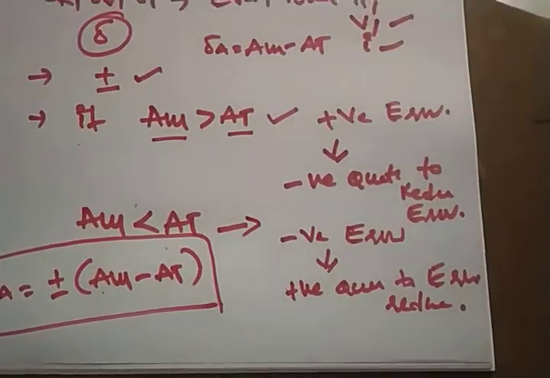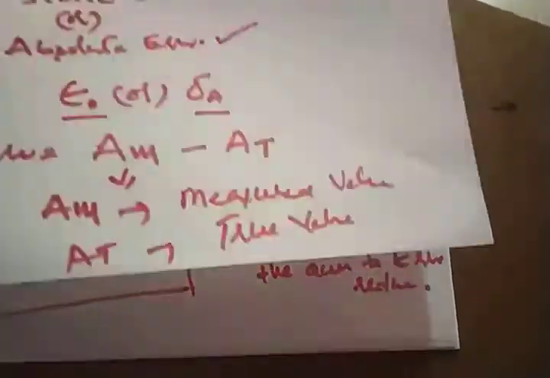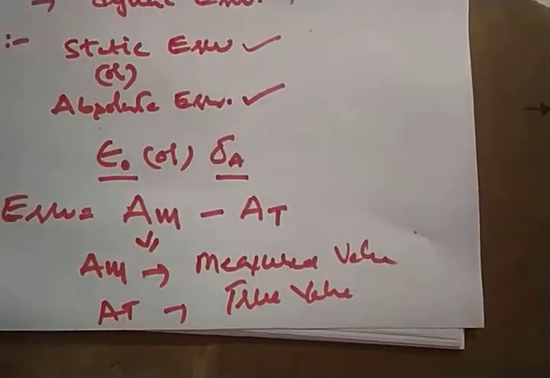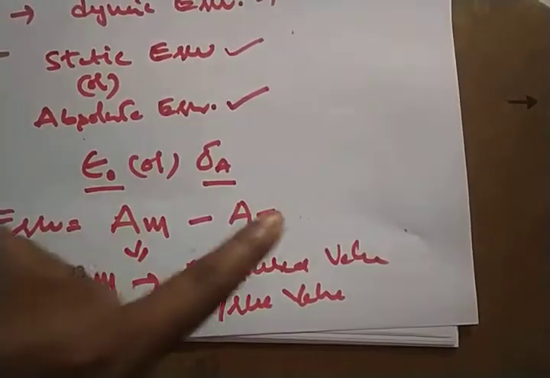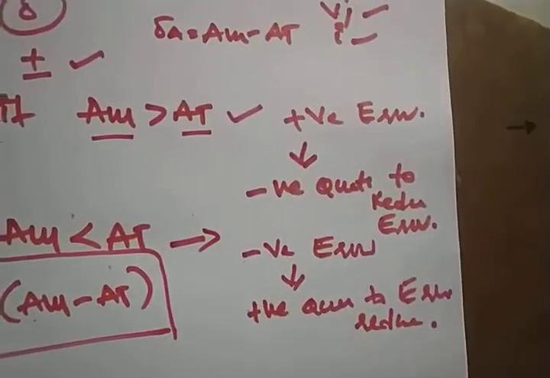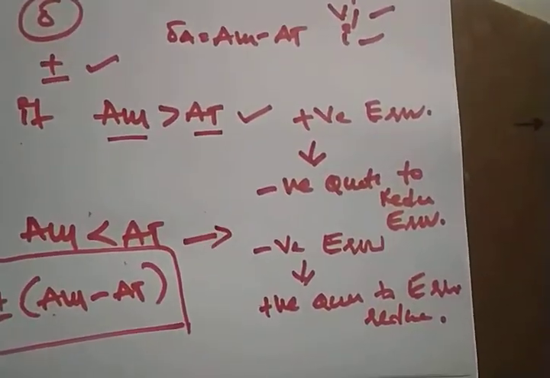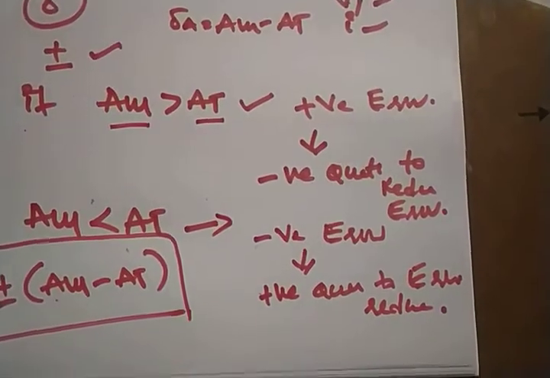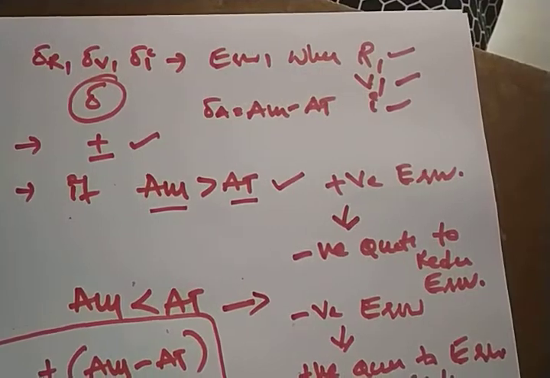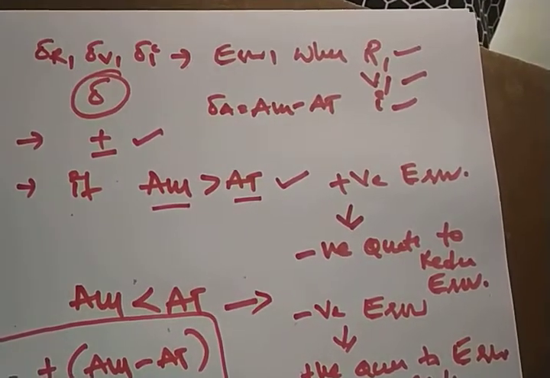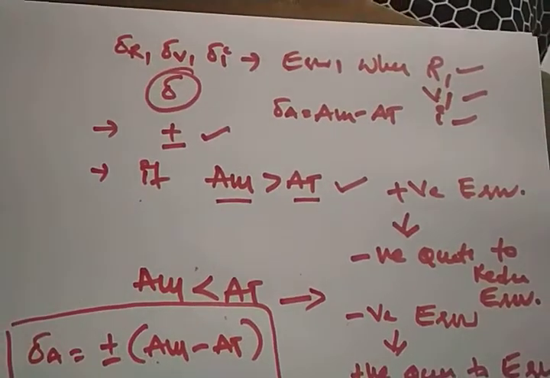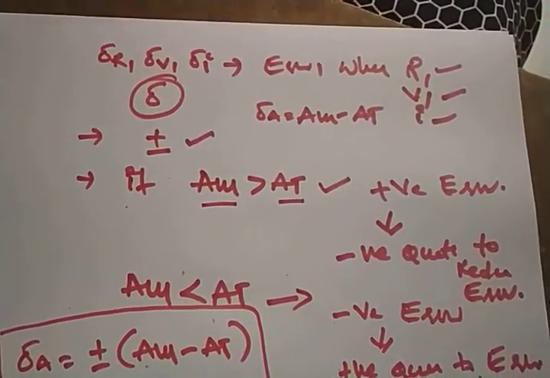So what is meant by error? Error is nothing but the difference between the measured value and the true value. AM is called the measured value, AT is called the true value. If you want to know the error of a resistance, it can be denoted by delta R. If you want to find the error of voltage, delta V, like delta I. Error should be plus or minus, either a positive error or a negative error.